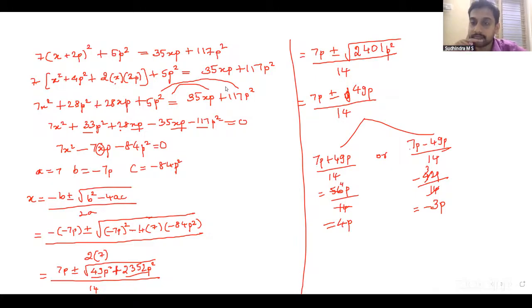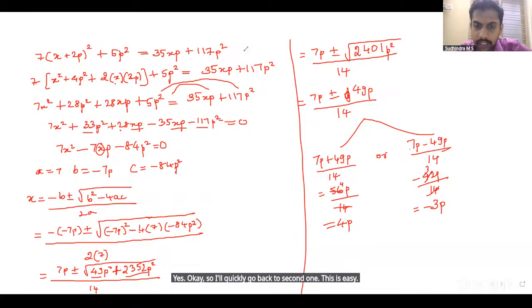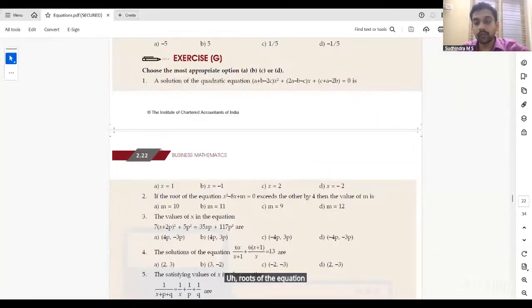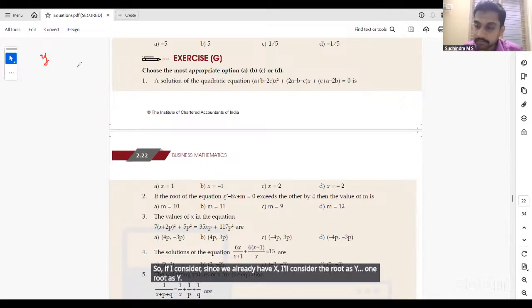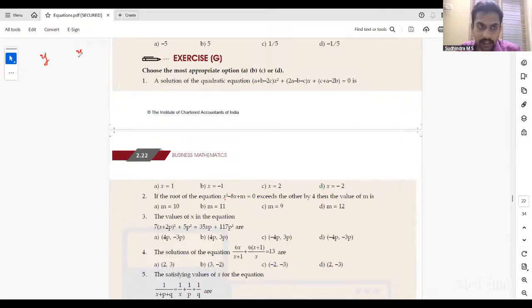Samriddhi, completed? Yes, sir. Okay. So I'll quickly go back to the second one. This is easy. One root of the equation exceeds the other by 4, then the value of m. Since we already have x, I'll consider one root as y. What would be the other root? Y plus 4. Very good. That's the other root. So we have to find the value of m.